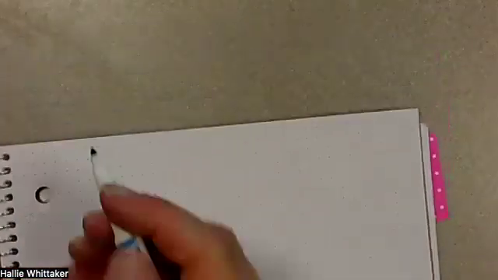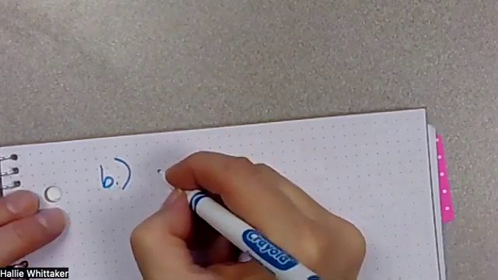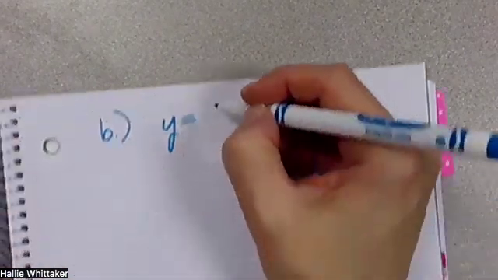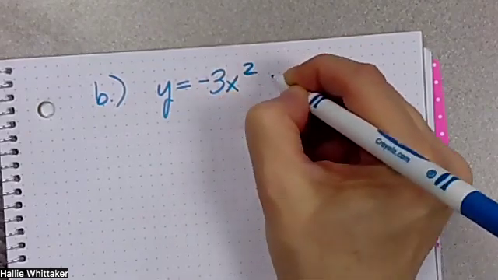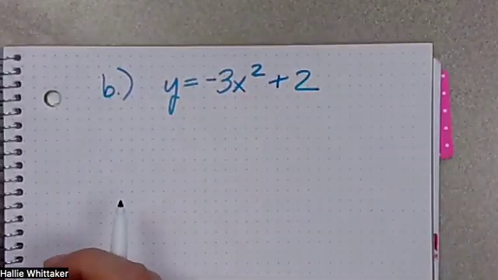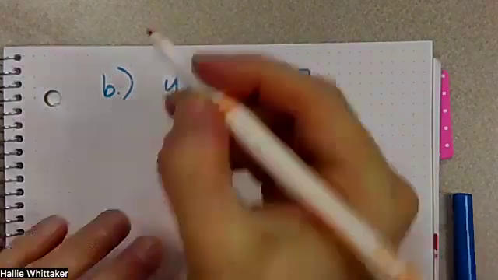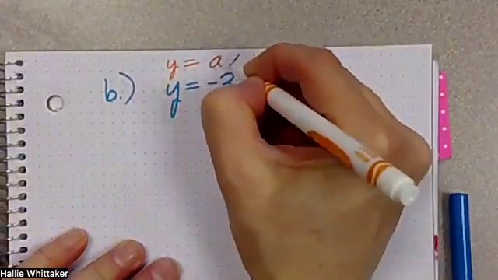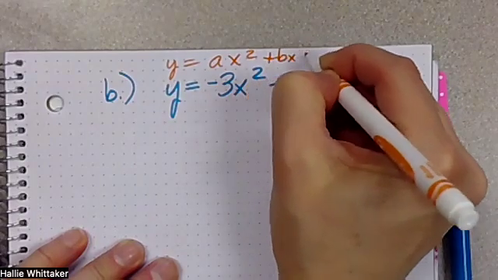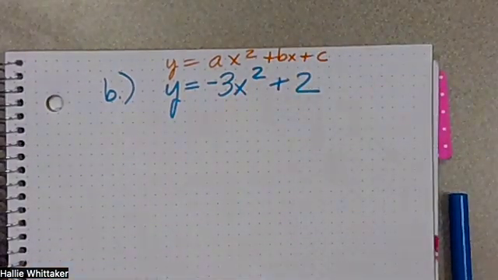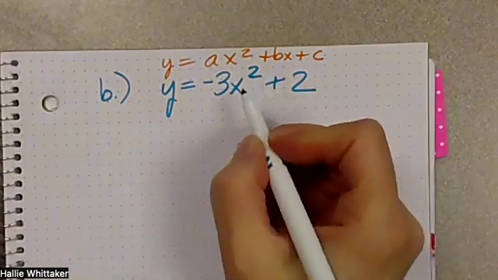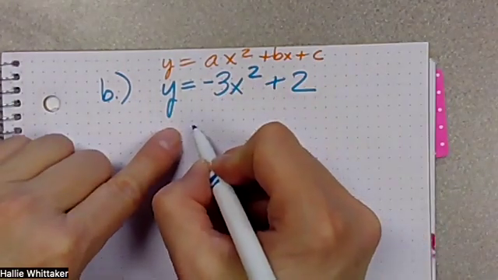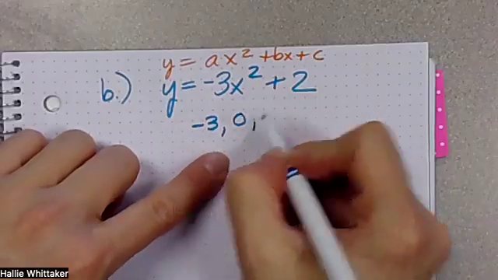Okay, so now let's say I give you y equals -3x squared plus 2. Now again, all you have to do is think in your head y equals ax squared plus bx plus c. Something's missing from this one. What is it? It would just be A equals -3, B equals 0, and C equals 2.